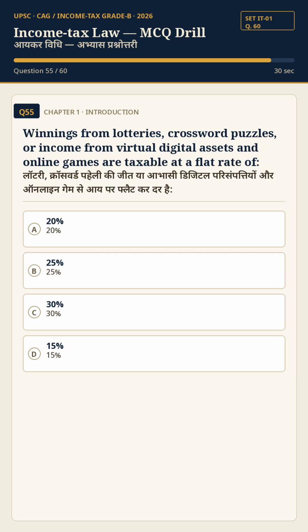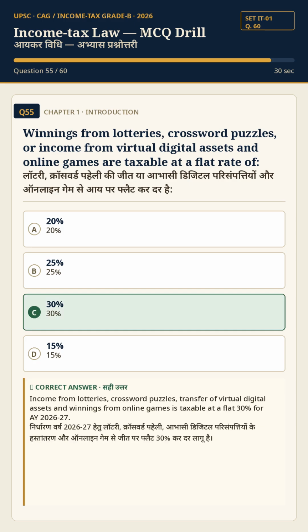Question 55. Winnings from lotteries, crossword puzzles, or income from virtual digital assets and online games are taxable at a flat rate of: Option A, 30%. The correct answer explanation. Income from lotteries, crossword puzzles, transfer of virtual digital assets, and winnings from online games is taxable at a flat 30% for AY 2026-27.